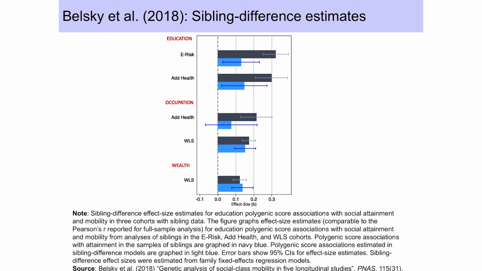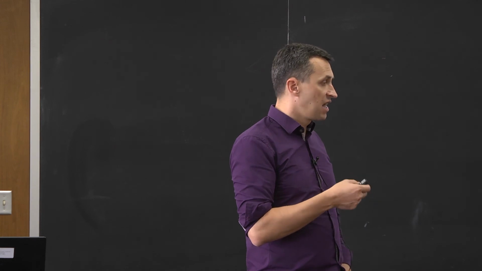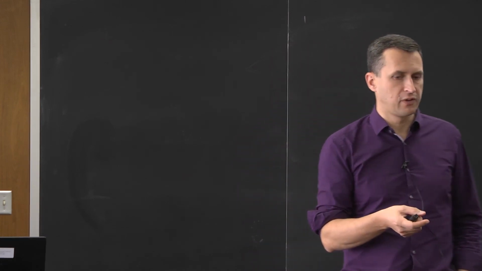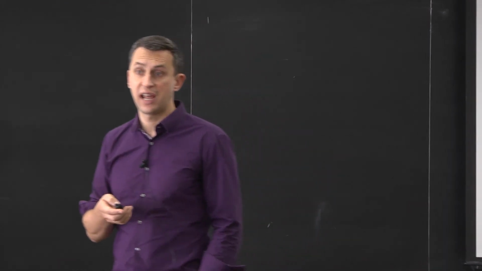You see that the education score predicts education, but also occupational status and wealth. And it's even predictive after you control for family fixed effects, which means that the polygenic score is definitely predictive over and above any sort of environmental confound that you may have with genetic variation.